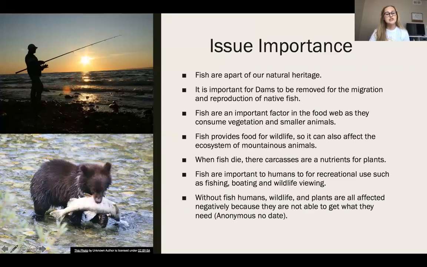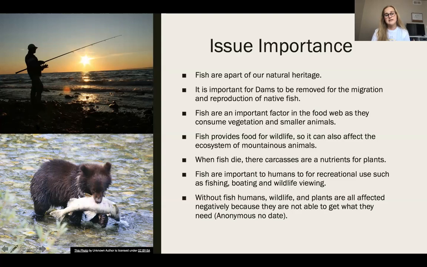So why is this issue important? For starters, fish are a part of our natural heritage, our natural life cycle. It is important for dams to be removed for the migration and reproduction of native fish because, like I said on the previous slide, dams are blocking the upstream. Fish are an important factor in the food web as they consume vegetation and smaller animals. Without fish, that food web would not be in a circle of life formation. Fish produce food for wildlife, so it can affect the ecosystem of mountainous animals.